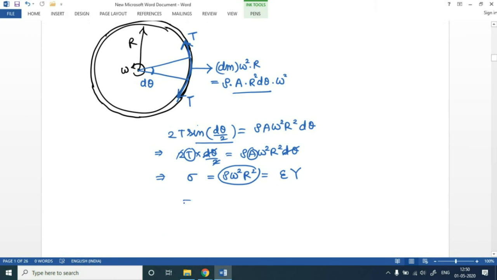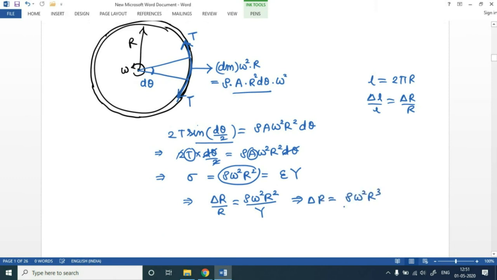So rearranging that, ε would be simply δr by r, or you could have written δL by L, but δL by L will be equal to δR by R, because L is nothing but 2πR. So δR by R is going to be simply ρω²R² upon Y. So δR will be equal to ρω²R³ upon Y. Clearly, one thing you should notice is that δR is directly proportional to R³.